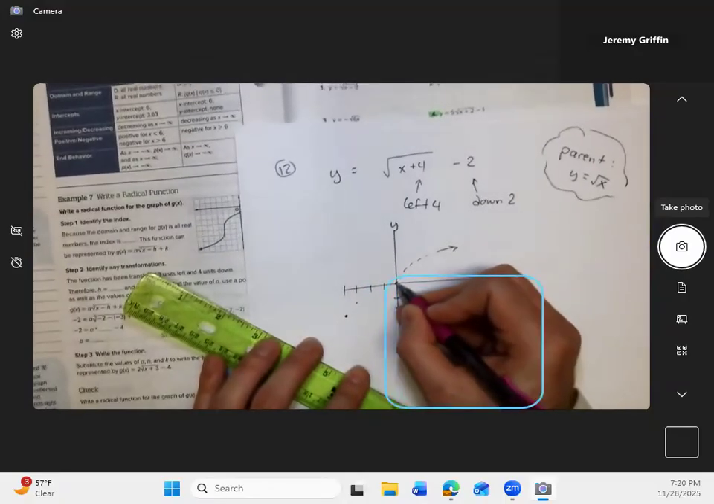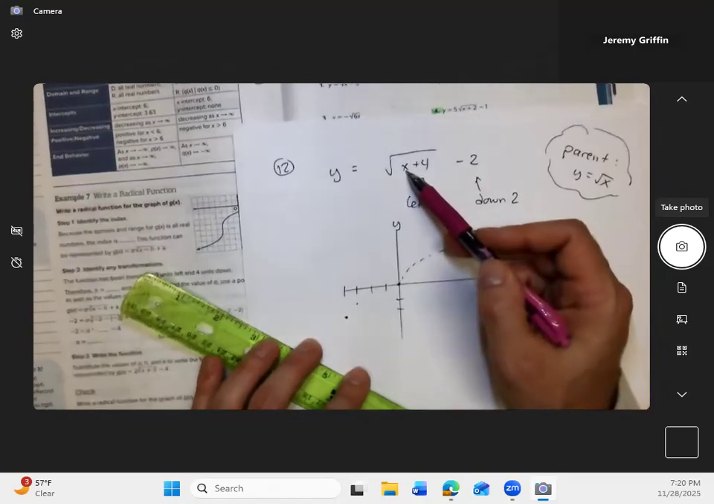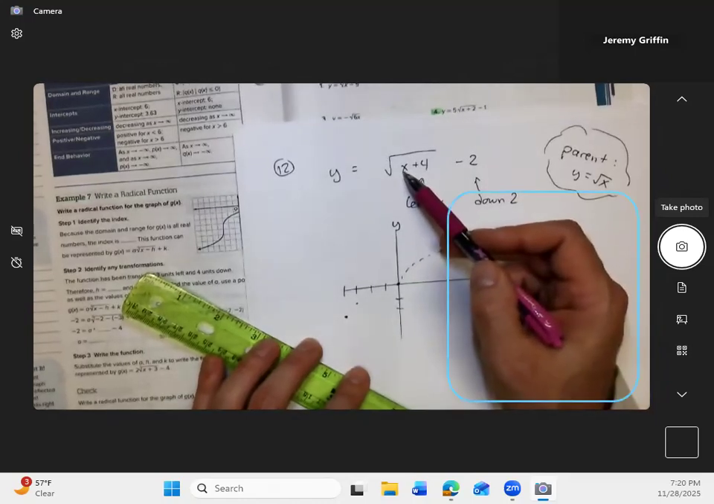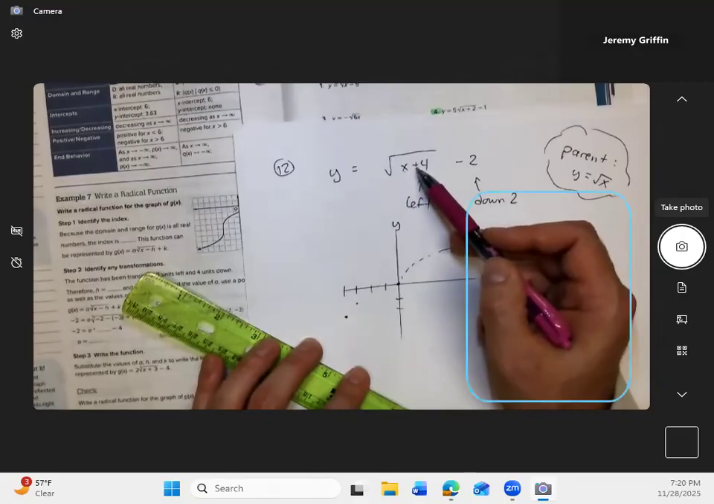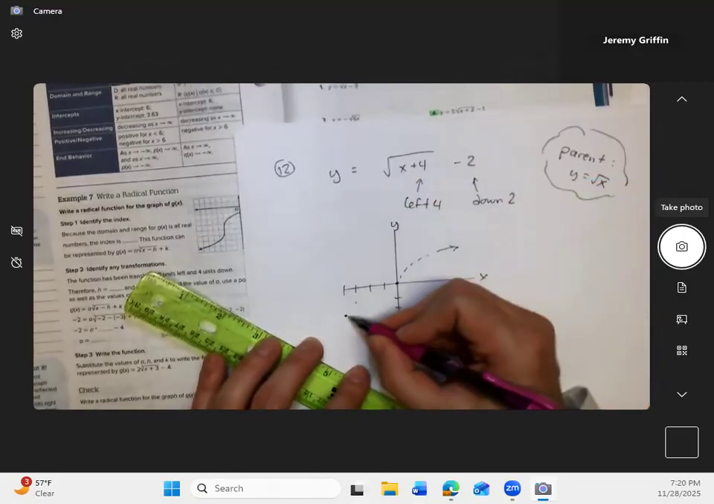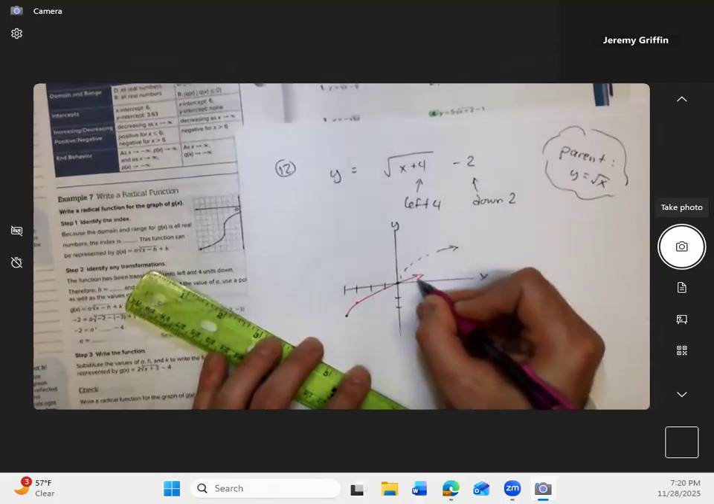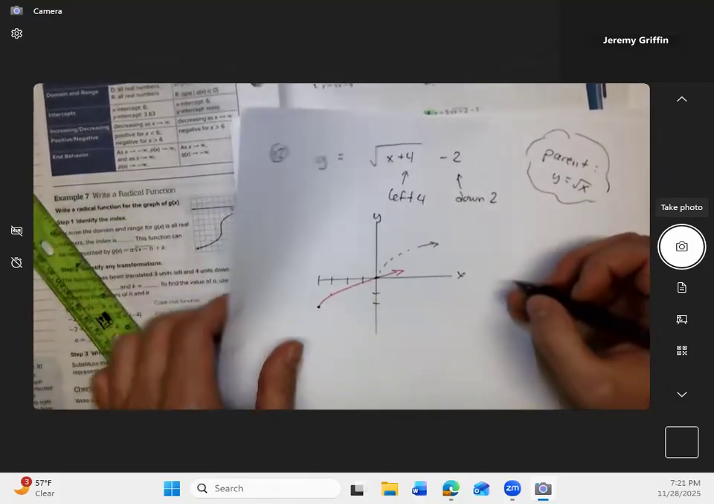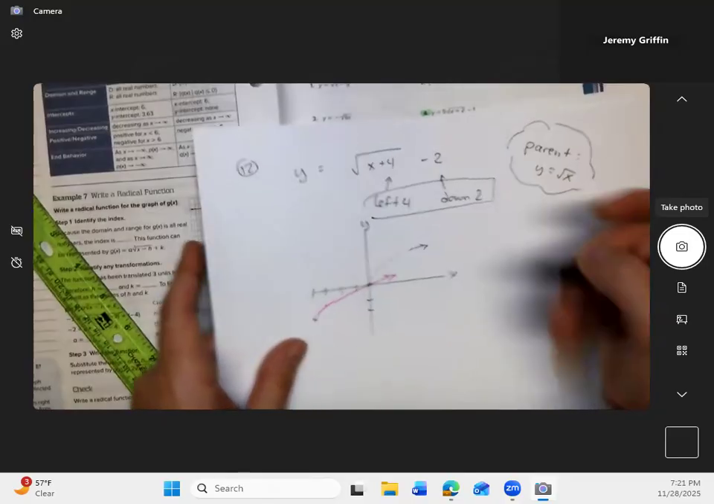I think it's actually switch across to the origin, wouldn't it? Yeah, because look, watch this. If you plug in 0, this is 4. The square root of 4 is 2. 2 minus 2 is 0. It goes right through the origin. So go like that. Okay, so they're looking for this right here. That could be the answer.